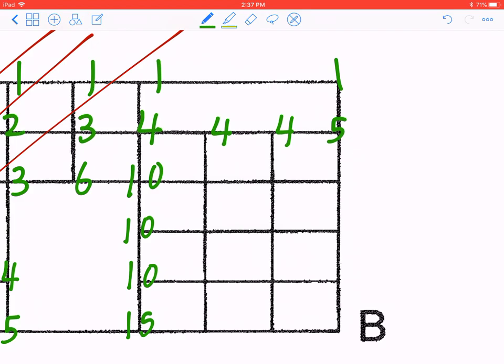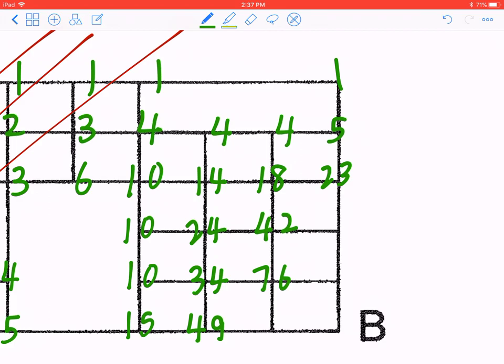Then 10 plus 4 is going to be 14. 14 plus 4 is going to be 18. 14 plus 10 is going to be 24. 24 plus 10 is going to be 34. 34 plus 15 is going to be 49. You go back to the top. 18 plus 5 is going to be 23. 24 plus 18, that's going to be 42. Plus 34, that's going to be 76. Plus 49 is going to be 125.